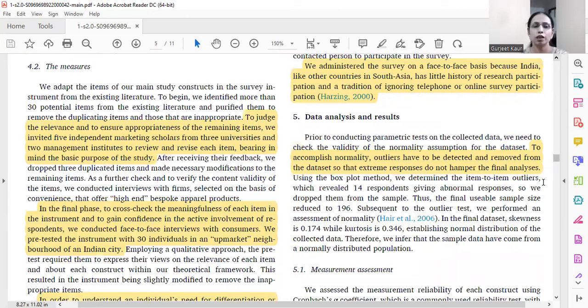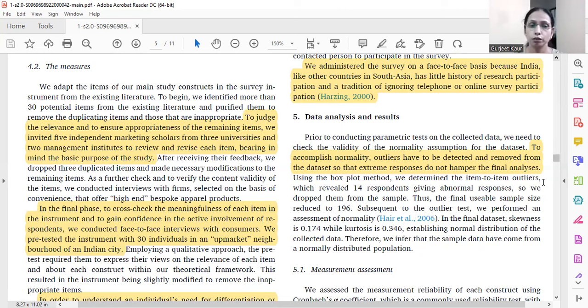In this case, because in the scale development session we have already discussed it in detail, it should become a common practice for all of us. For example, to judge the relevance and to ensure the appropriateness of the items, we invited five independent marketing scholars from three universities and two management institutes to review and revise each item.